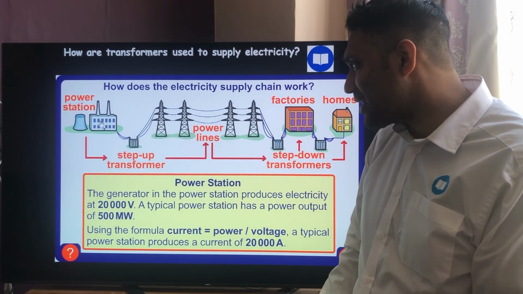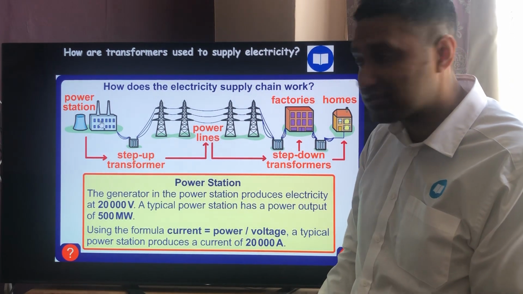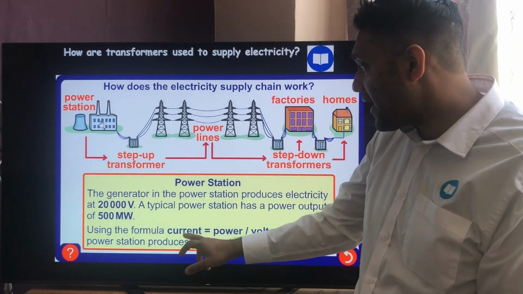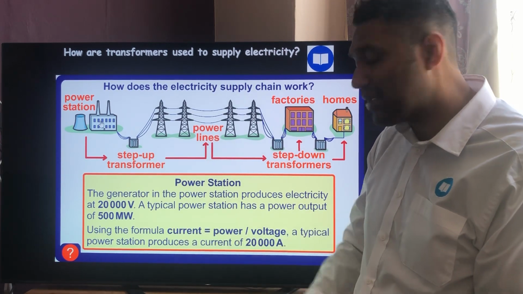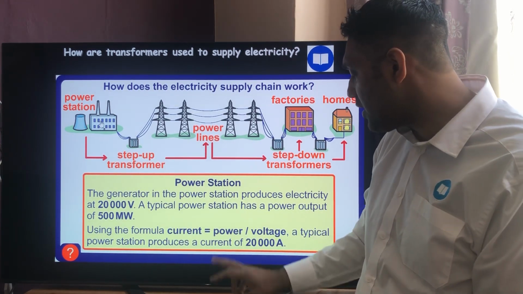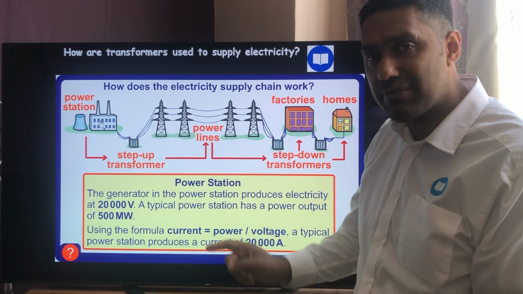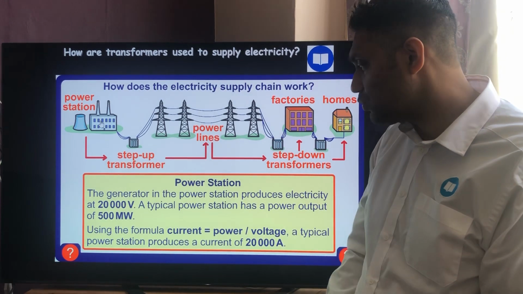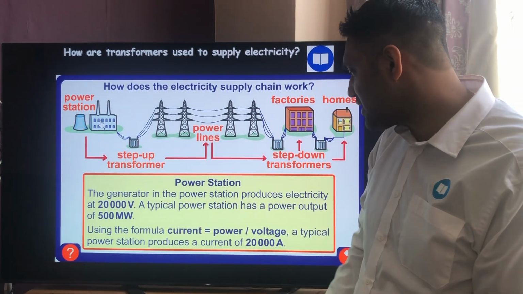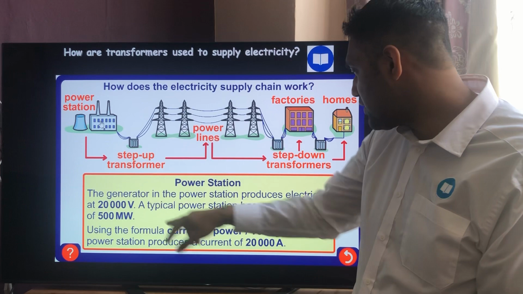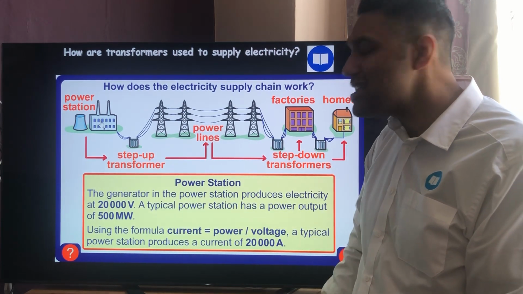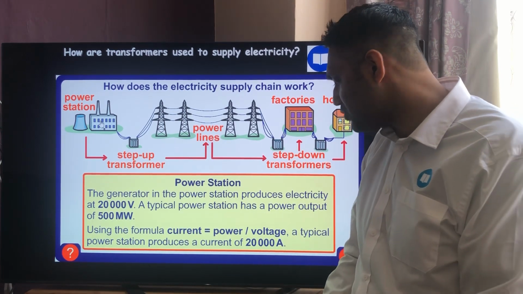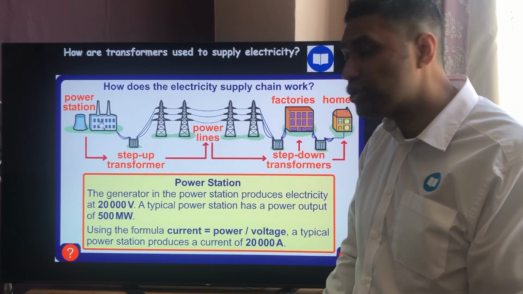Now the problem with that is, you might think, wow, that's 20,000 volts, that's loads, I can use that. The problem is this though: power equals current times voltage, P = IV. We haven't actually done that formula, but if I rearrange it, the current is power divided by the voltage. Now if I get my 500 million watts, divided by 20,000 volts, I actually end up with 25,000 amps. Now that's a huge amount of current.